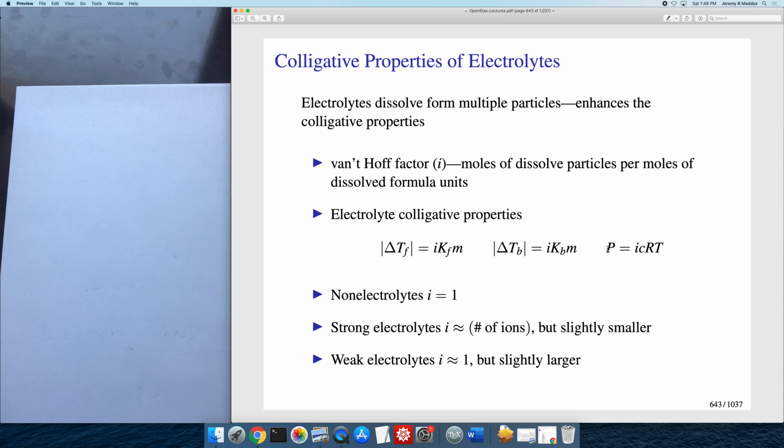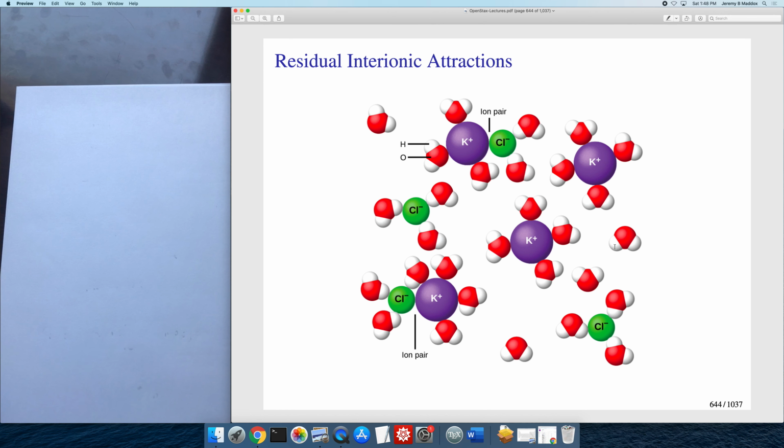This should be the Greek symbol pi. You would double the effect on the osmotic pressure. This slide is meant to illustrate that even for strong electrolytes, the Van 't Hoff factor would not be quite equal to the number of ions. It'll be slightly less because the ions can pair up in solution, even if only temporarily. Nevertheless, this has an effect on the Van 't Hoff factor.